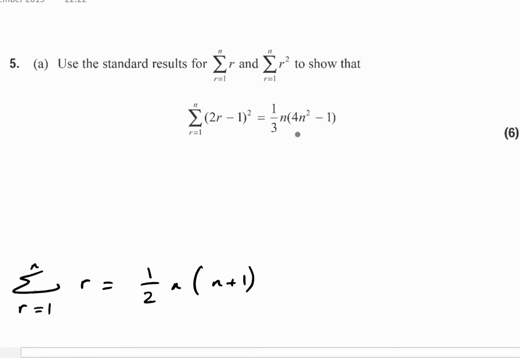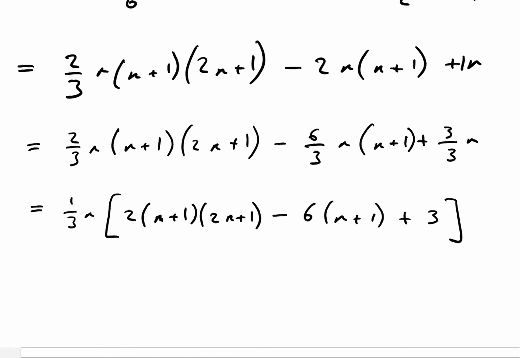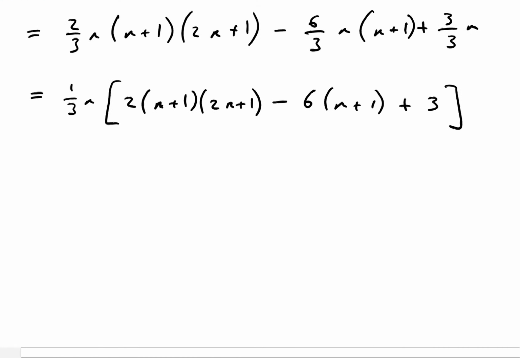We basically just need to fiddle around with what's inside. We've got the third and the n, third n out the front. We just need to fiddle around with what's inside the brackets to get 4n squared minus 1. And that shouldn't be too difficult, as long as you just follow your nose. So expand this thing, and then just a little bit of simplification. So third n. Let's have a look.